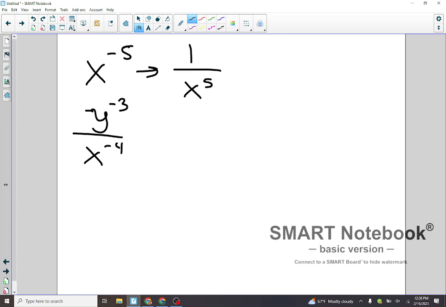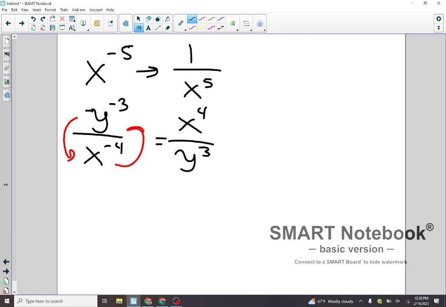In this case, the y to the -3 is negative, so I'm going to move that down. But the x to the -4 is also negative. It's not happy on the bottom, so it's going to move on top, which means this is going to look like x to the 4 over y to the 3. So when you have a negative exponent, it flips.